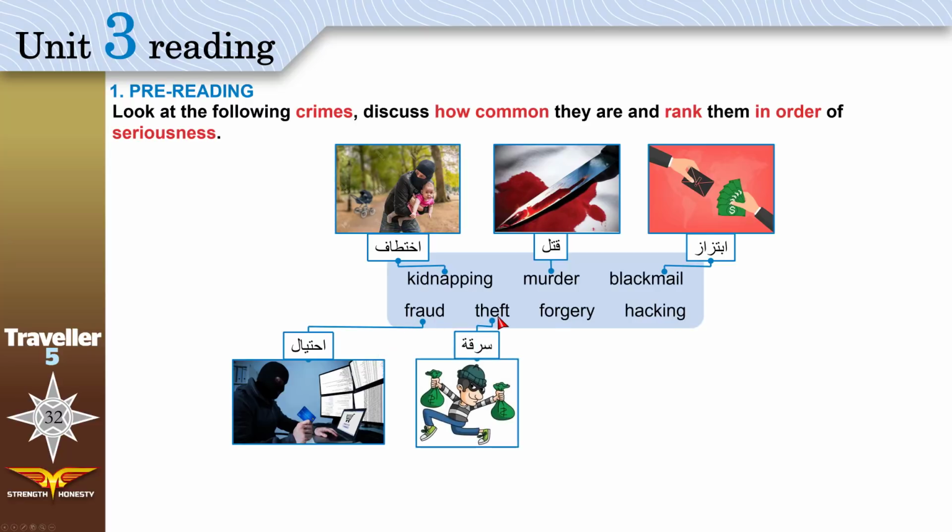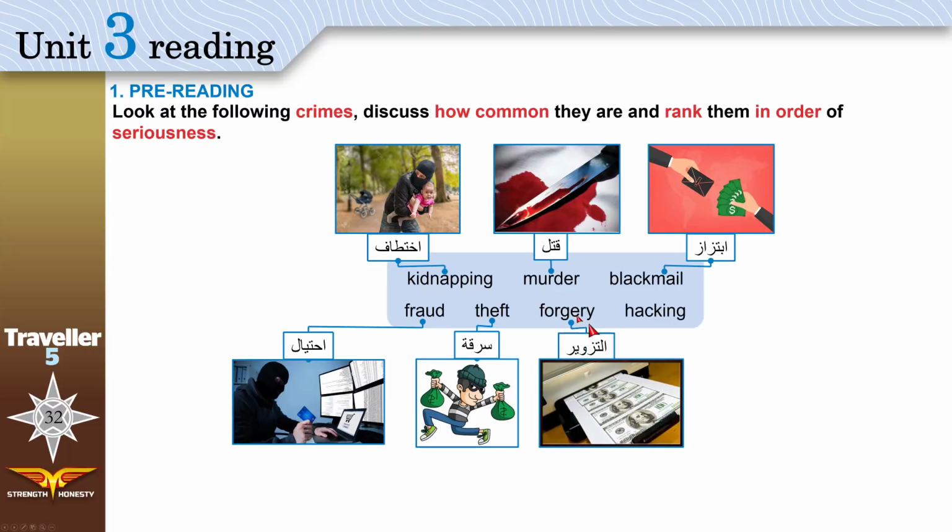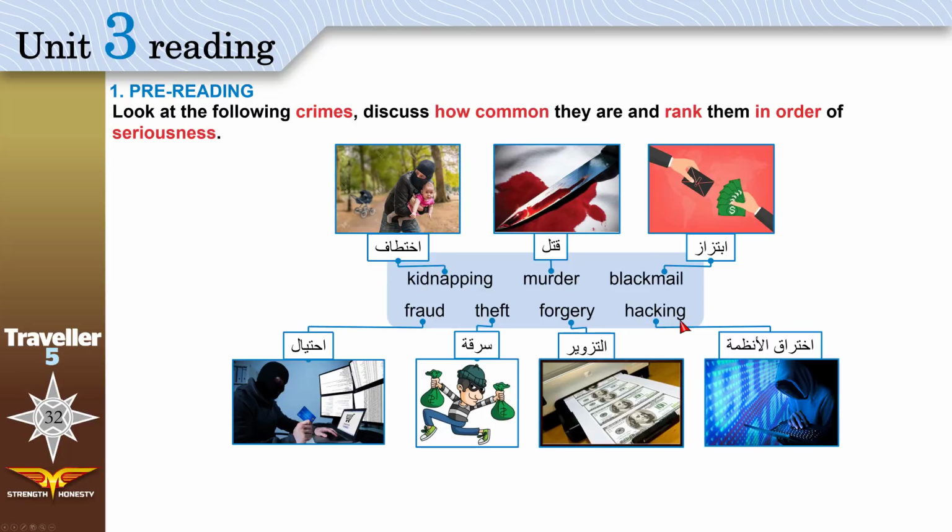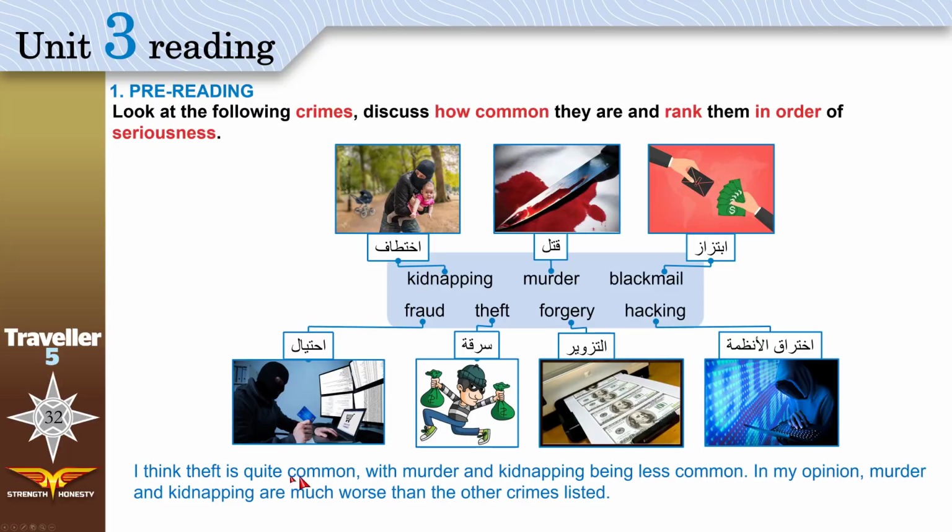Theft is when you steal. Forgery is when you fake money or a document. You have a fake passport. That's forgery. Hacking is when you enter a system illegally. Now, which of these are more common and which of them are more serious? I think theft is quite common. It happens a lot, with murder and kidnapping being less common. In my opinion, murder and kidnapping are much worse. They are more serious than the other crimes listed.